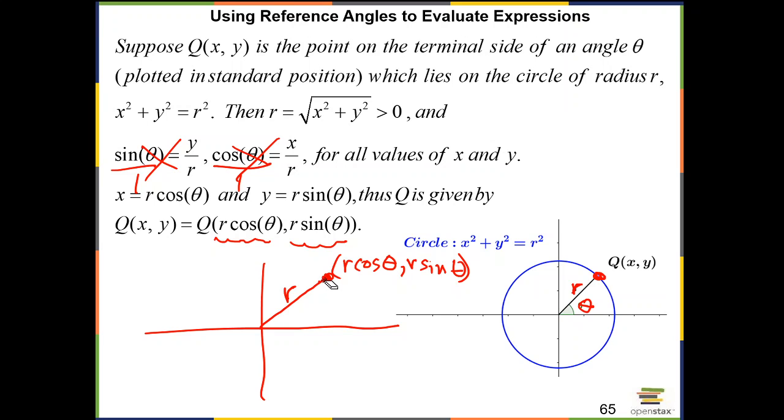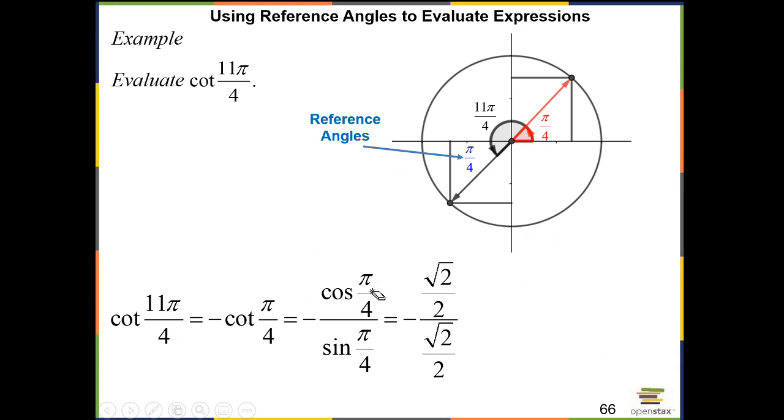And this becomes really useful in physics, for example. If you want to analyze the movement of an object on a circle, you see this is pretty useful because this would be how x coordinate is changing, and this would be how y coordinate is changing, right? It's very useful. So example, it says evaluate cotangent of 11 pi over 4.